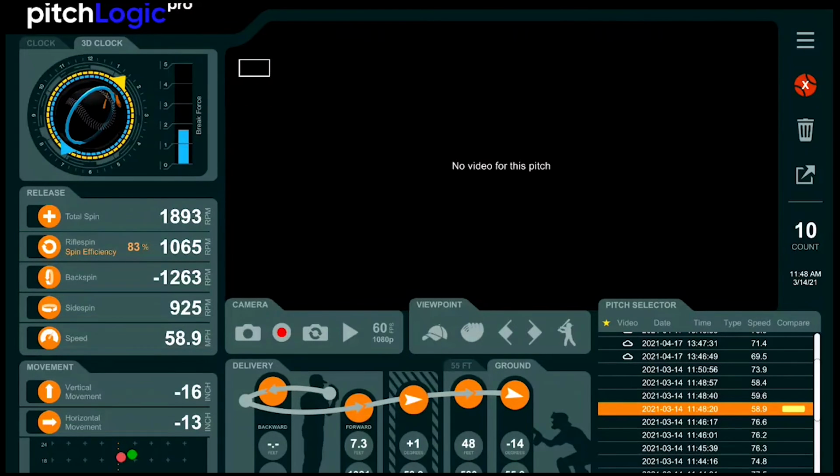Spin direction here is more towards 7 o'clock than 6 o'clock. That's why there is quite a bit of side spin on this pitch as well, but still a decent amount of vertical movement, so negative 16 inches, which once again tells you that that is from side spin. So these are just a couple examples of how to look at and how to gauge backspin as a coach or a player if you're looking at the pitchLogic app.